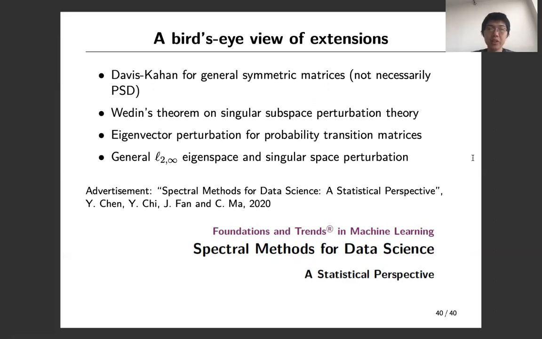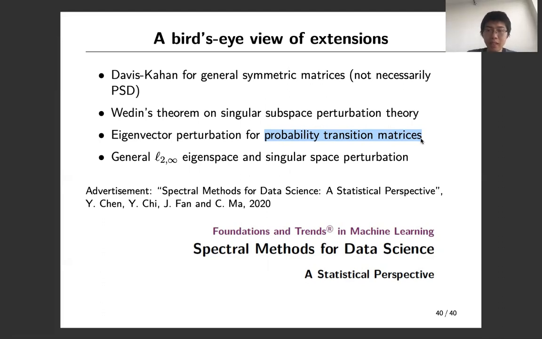In addition, the prior literature contains a theorem called Wedin's theorem that works for the perturbation theory for singular subspaces. This will allow us to address the matrix completion problem, where we have a singular value decomposition of the key matrix M star. In addition, we have introduced the ranking problem where we have a probability transition matrix. It turns out that we also have an eigenvector perturbation for the probability transition matrix, which is an asymmetric matrix, but whose eigenvector reveals critical information about the underlying problem.